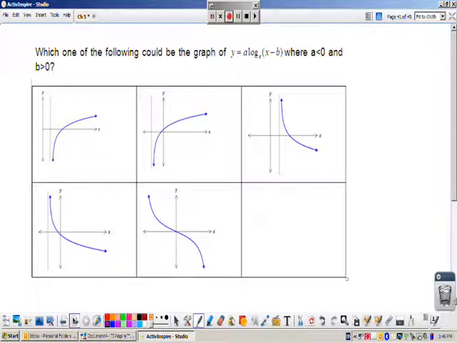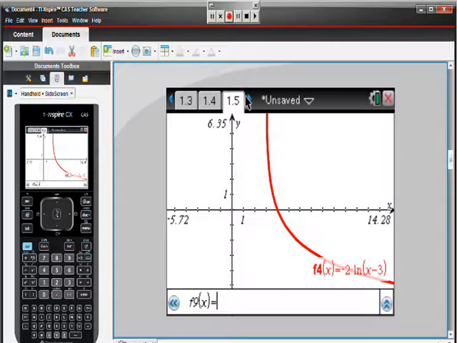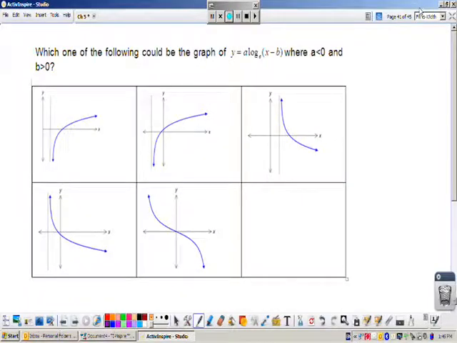Okay, so let's go to the calculator. On the next page you can see what I've typed in, and you can see there it's negative 2 natural log of x minus 3, and when you look at the graph and compare it to the responses that were given, you'll see that the correct response is C, and I think about 78% of people got that one correct.